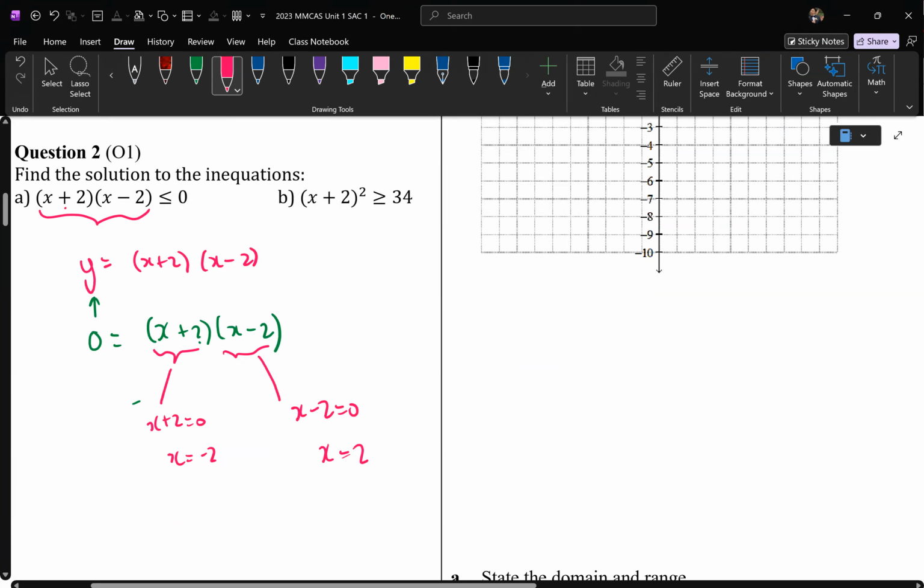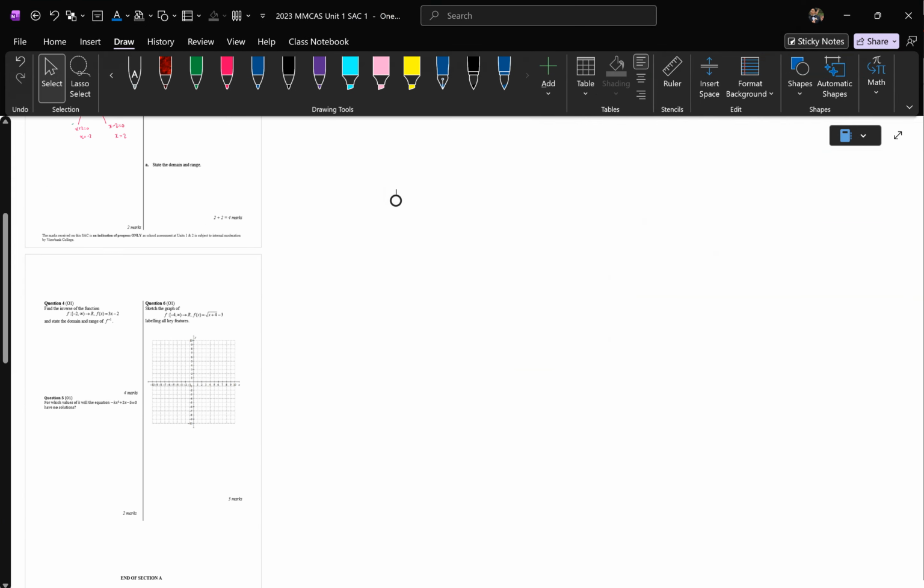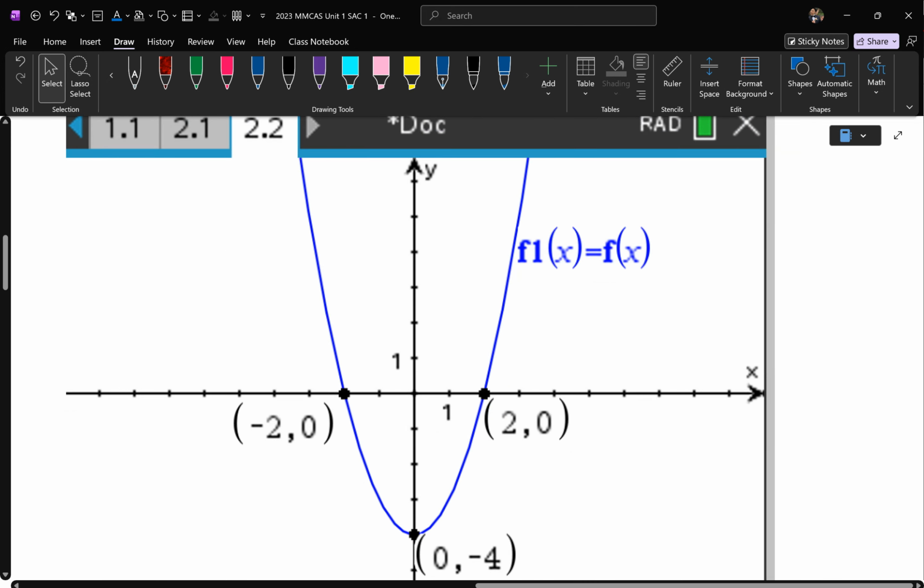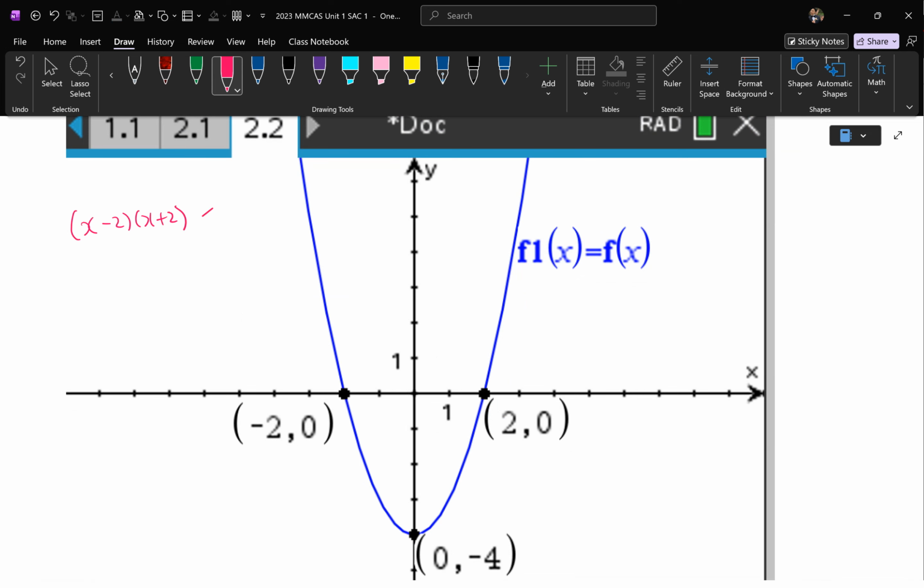So I'm just going to go back to OneNote to explain what we're actually doing here. We're asking, when is x minus 2, x plus 2 less than or equal to 0? This is your graph. 0 is this line. Less than or equal to 0 must be this region. So, how do I get these coordinates? Means I have to select numbers between, and this is the x-axis, so it's between -2 and 2.